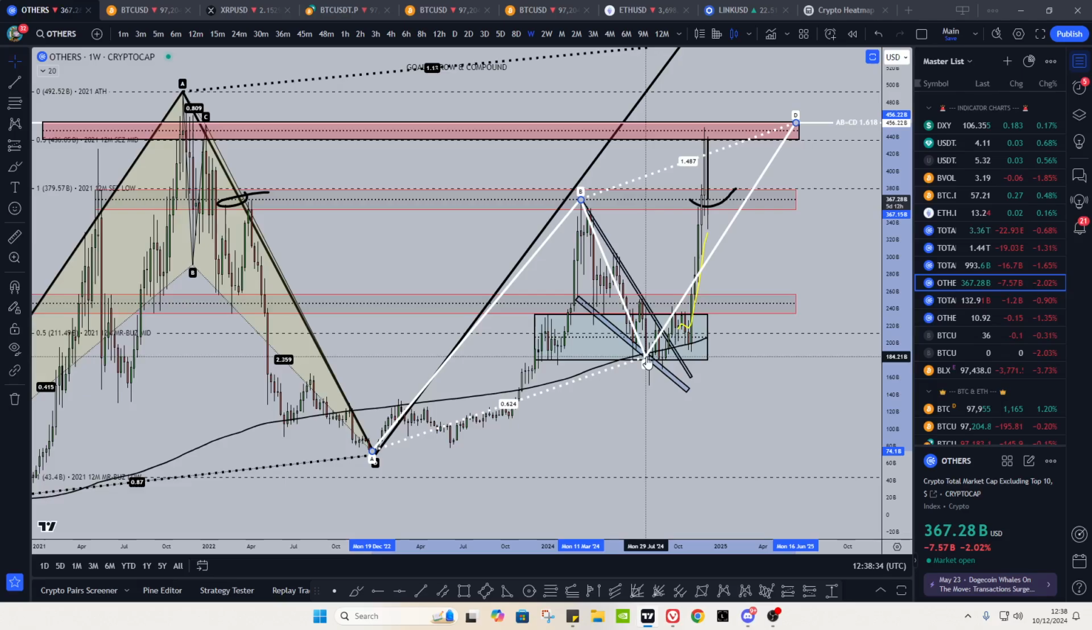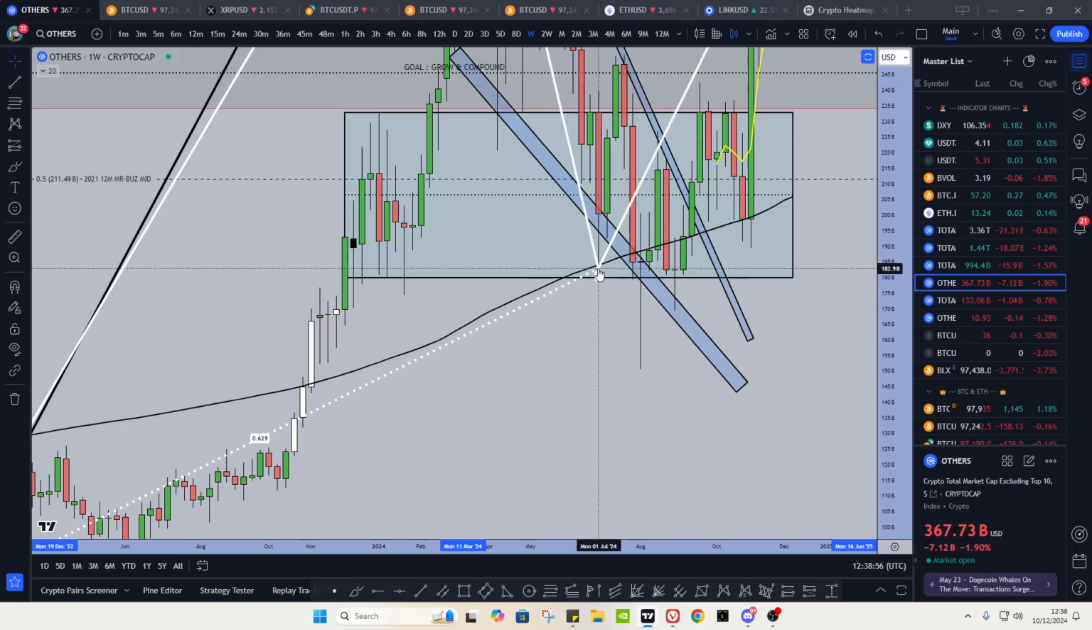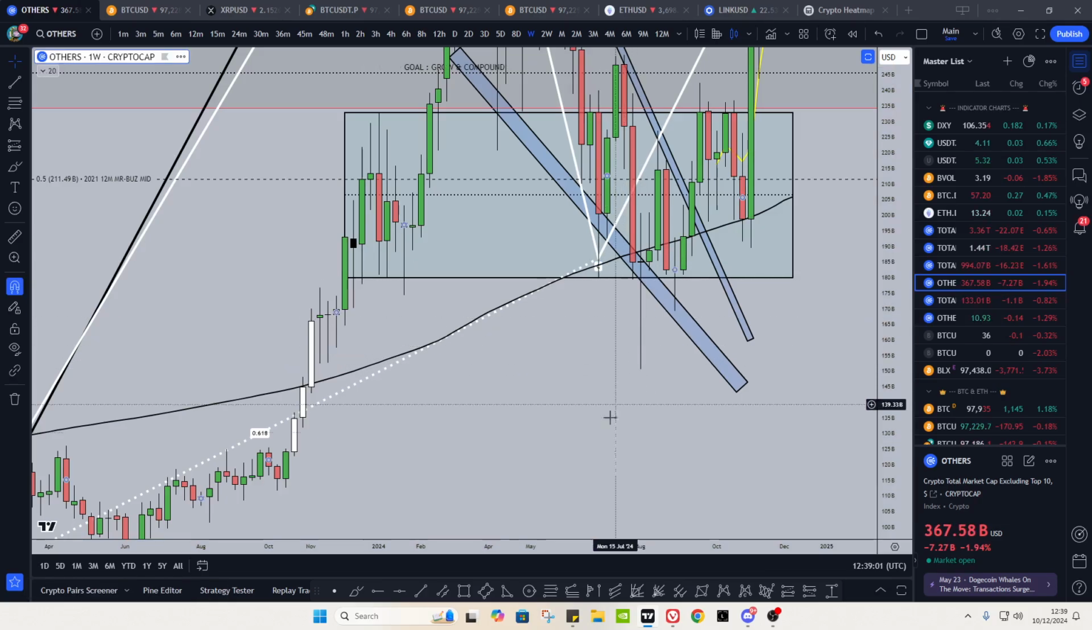In which case the 618 is around here. Okay, I need to change this target. Hang on, I realized I didn't put this to the wick high. This target needs to be changed. So let's do that real quick. Let's go validate this 618 first. So where did we hit the 618? Let's just put it here. There we go. There's your 618.